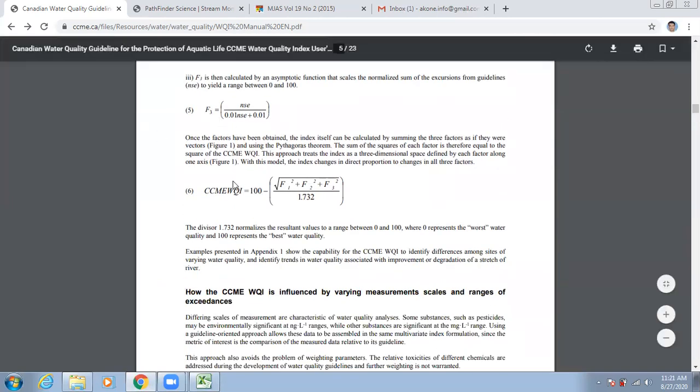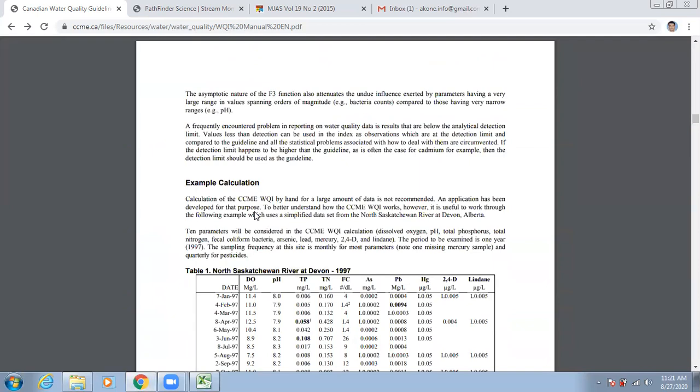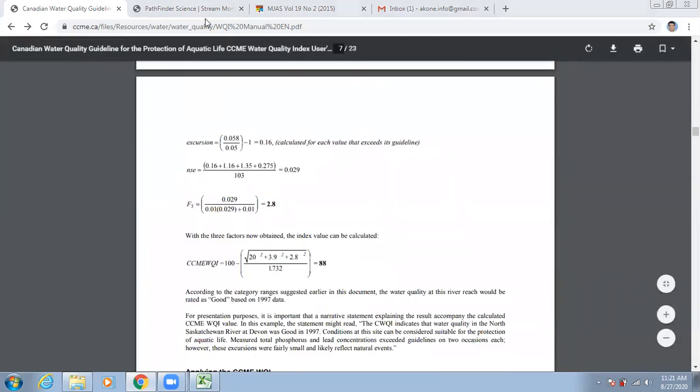And after F3, you need to go for the total water quality index, which equals 100 minus the root of F1 square plus F2 square plus F3 square, divided by 1.732. Then you will get the exact complete water quality index of that water. Here you can see the example. You can calculate by using this formula.